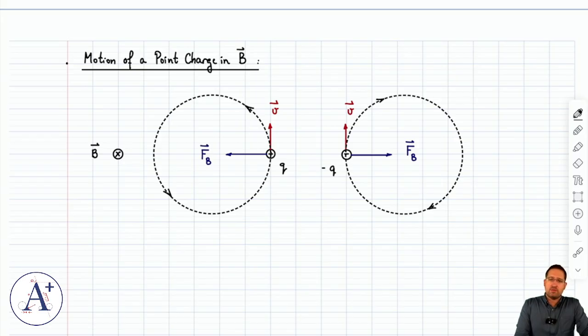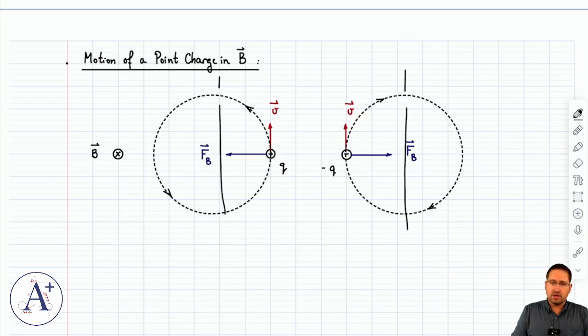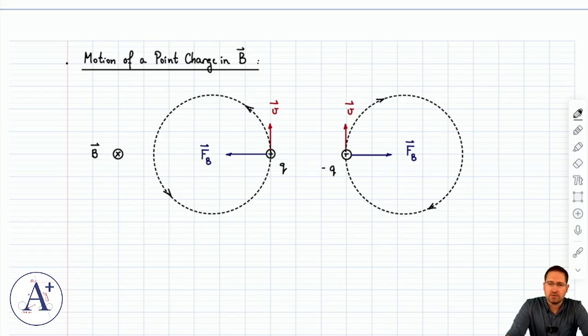Okay? So, in a sense, it somewhat separates the charges. And if you let them go, they're going to go around in circles. But if there's a wall with a hole here and a wall with a hole here, you can separate positive from negative. That's something that's done in a mass spectrometer, and we can talk about that later. But it's a classic exam question, and it's a very interesting application of magnetic fields.